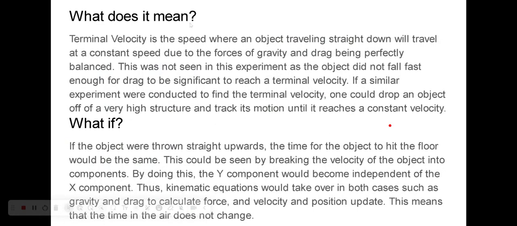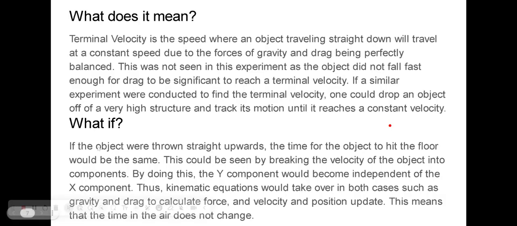Next up. So what does it mean? The terminal velocity, which was not reached in this experiment, is the velocity where there's no net force on the object, so that is when the force of drag is equal to the force of gravity, implying that the object is falling straight down. It was not reached in this experiment because the object was not moving fast enough.